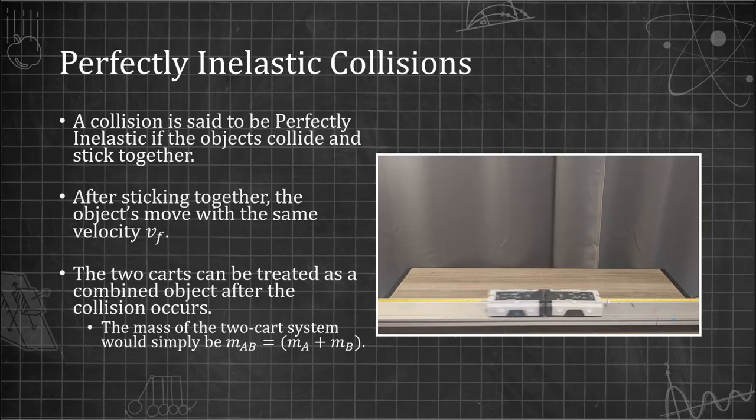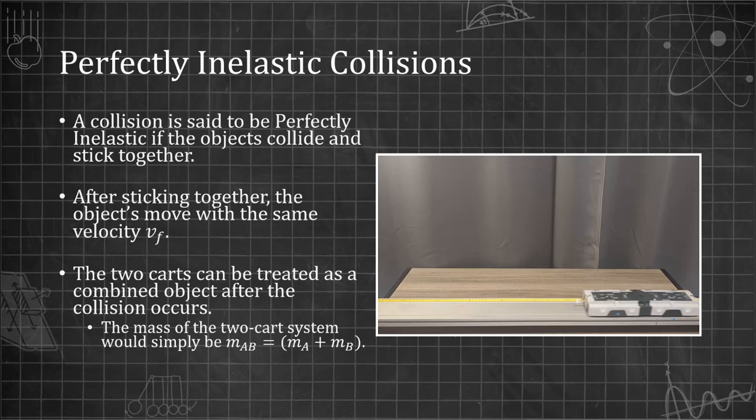Now a subset of inelastic collisions is a perfectly inelastic collision. These are special types of collisions where if the two objects collide and stick together and move together after the collision, we call that perfectly inelastic. Not much really changes here. All the same rules for inelastic still apply. Kinetic energy is definitely not conserved in this collision. Momentum is definitely conserved in this collision.